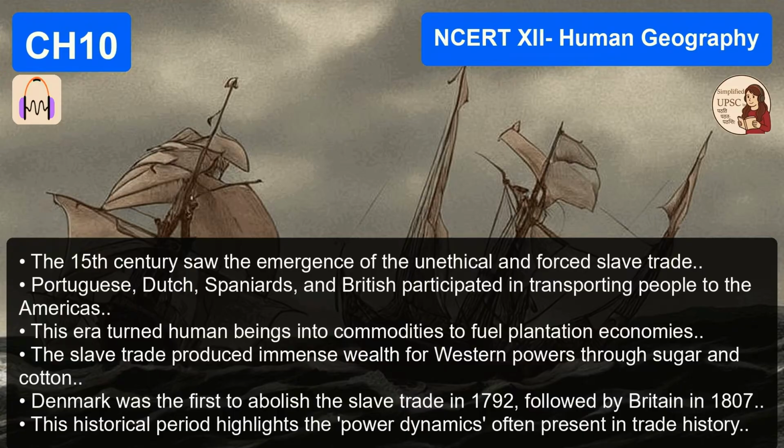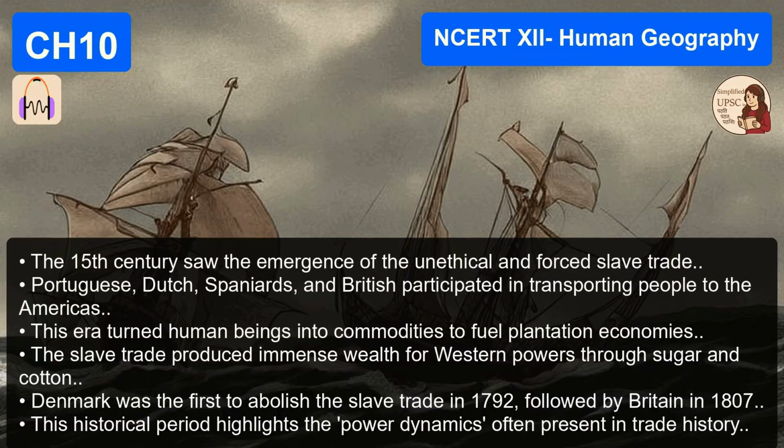Precisely. And economically, this was a massive shift. This wasn't just trading luxury goods anymore. This was trading the means of production, labor itself, to fuel the plantations. Right. This forced labor produced the sugar, tobacco, and cotton that built immense wealth in the West. The text notes this continued for centuries until it was abolished in Denmark in 1792 and Great Britain in 1807.